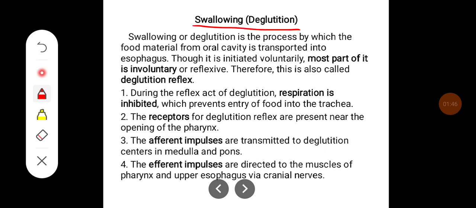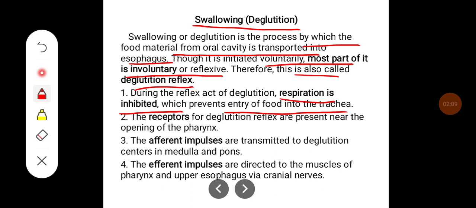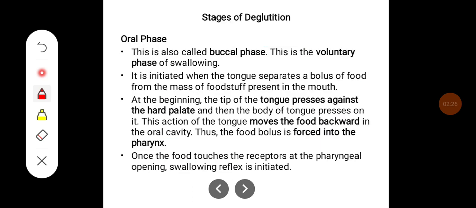Swallowing or deglutition. Swallowing or deglutition is a process by which food material from the oral cavity is transported into the esophagus. Though it is initiated voluntarily, most of it is involuntary or reflexive. Therefore, it is also called the deglutition reflex. During the reflex act of deglutition, respiration is inhibited, which prevents the entry of food into the trachea. The receptors for the deglutition reflex are present near the opening of the pharynx. The afferent impulses are transmitted to deglutition centers, which are present in the medulla and pons. The efferents are directed to the muscles of the pharynx and upper esophagus via cranial nerves.